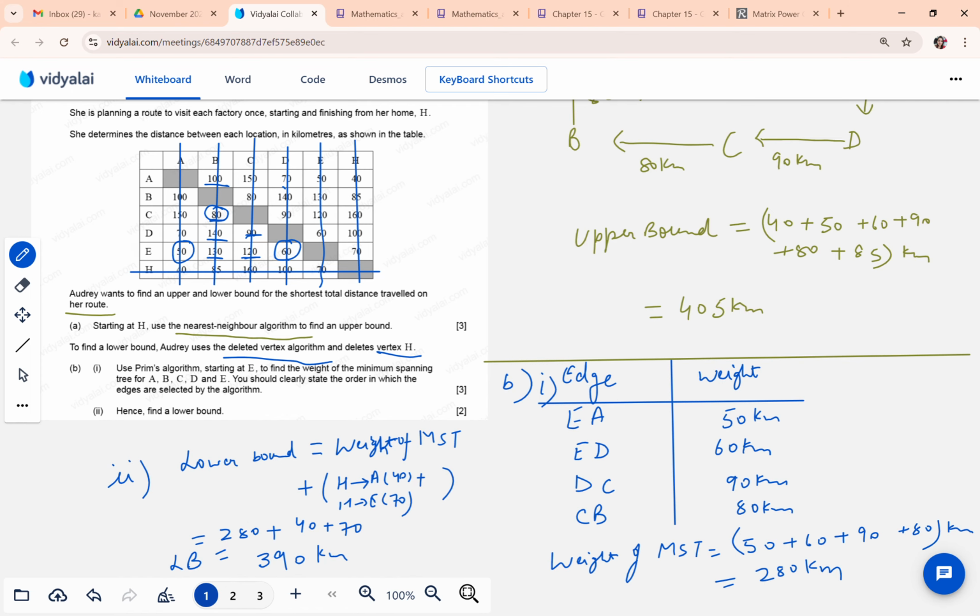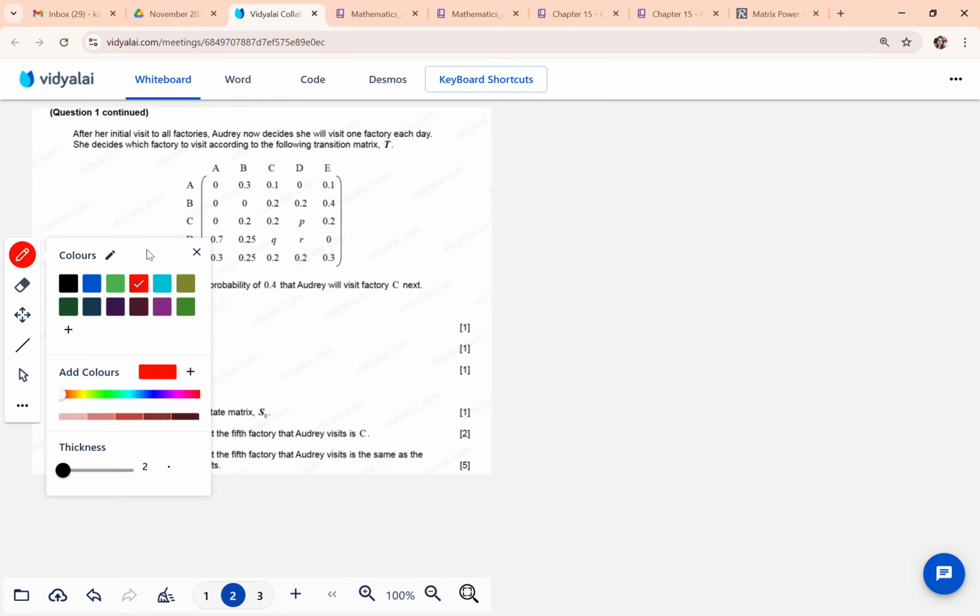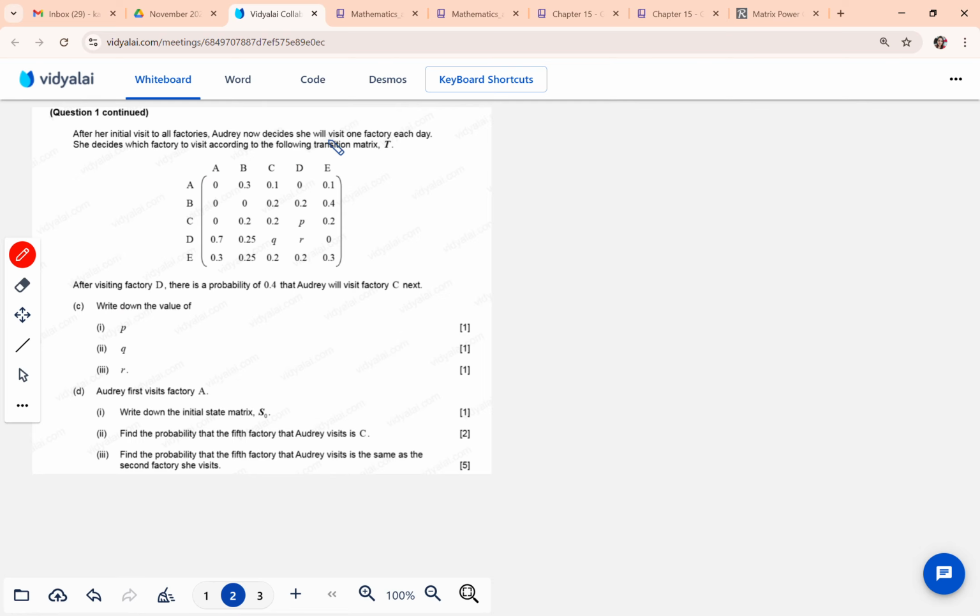Now we will move on to the next. Here, after the initial visit to all factories, Audrey now decides she will visit one factory each day. She decides which factory to visit according to the following transition matrix. So this is the transition matrix that they have given.